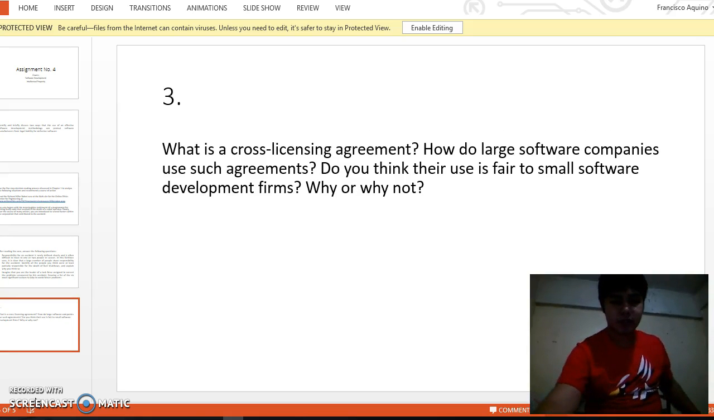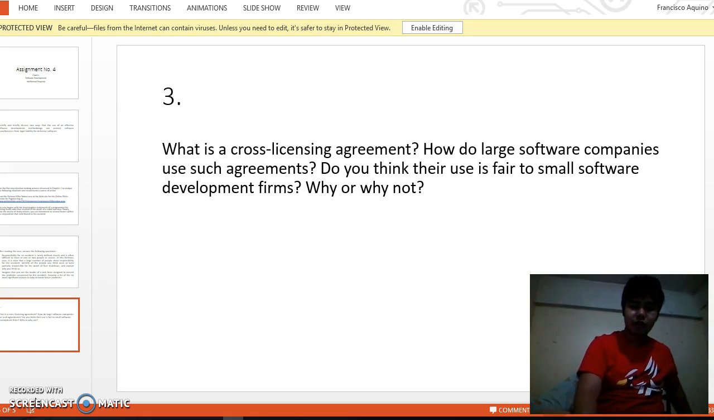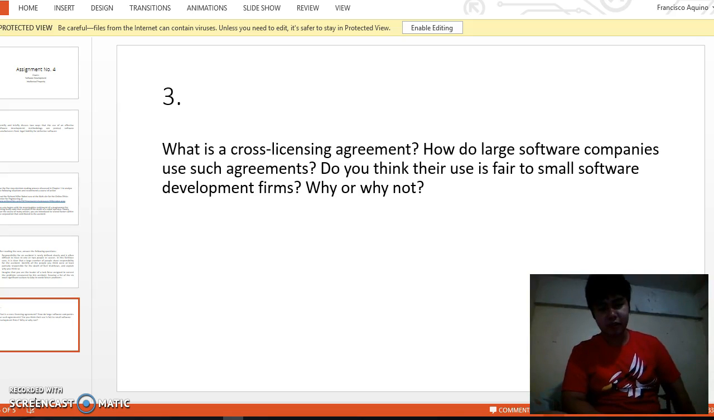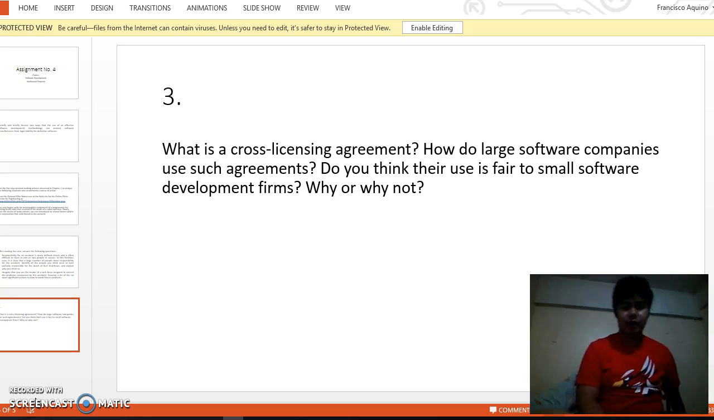So for the third question, what is a cross-licensing agreement? How do large software companies use such agreements? Do you think their use is fair to small software development firms? Why or why not?